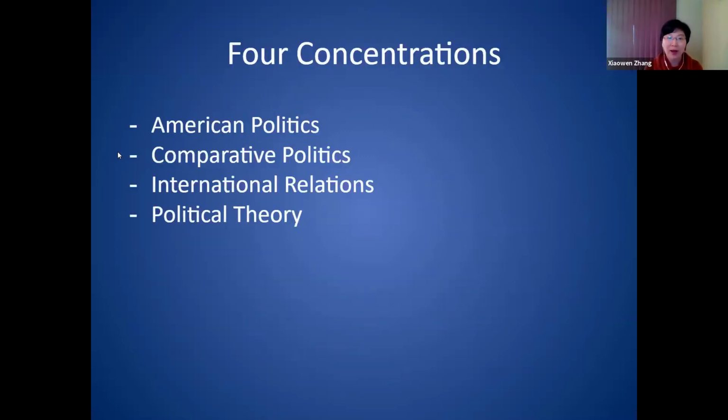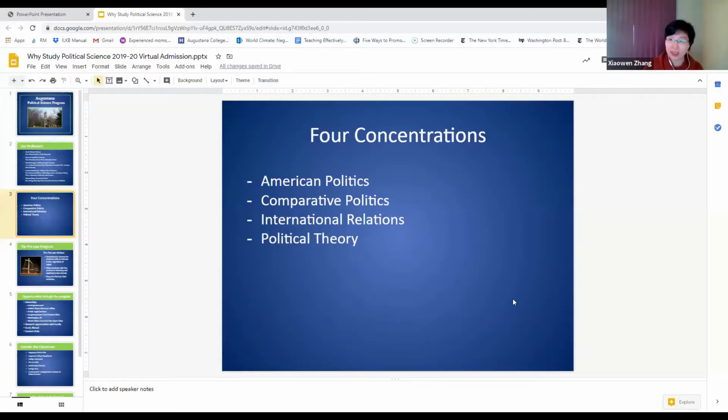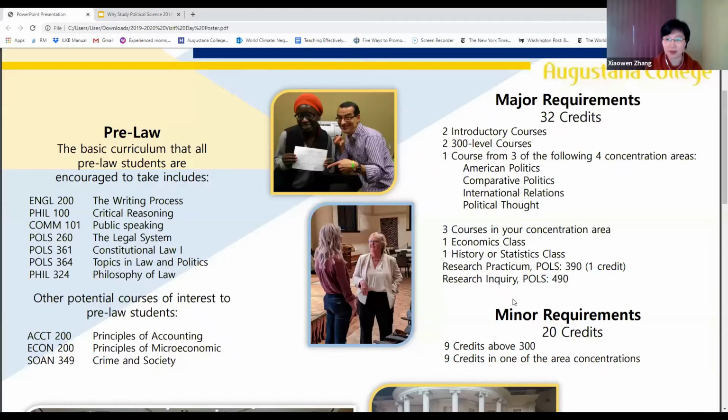So right now, we offer 4 different areas of concentration: American politics, comparative politics, international relations, and political theory. My particular expertise is in international relations, which is the study of relationships between different states, the study of international organizations, and so on. So let me switch my presentation to this. Can you see this, the poster, here?